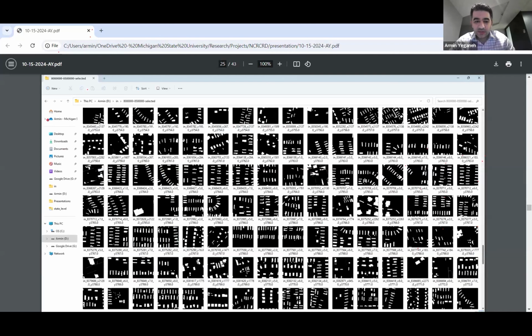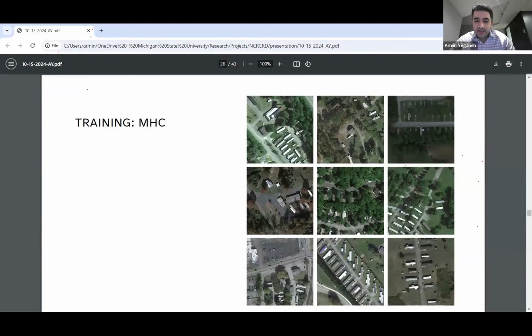So we just needed to identify which of these tiles are really mobile home parks and which are not. And then that helps us detect the position of these on the Earth's surface. So as you can see, this is a training set that we developed to say, okay, these ones are mobile home communities, so that the AI model could understand which ones are referred to as manufactured housing communities.